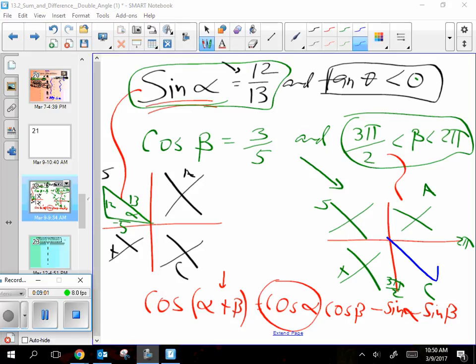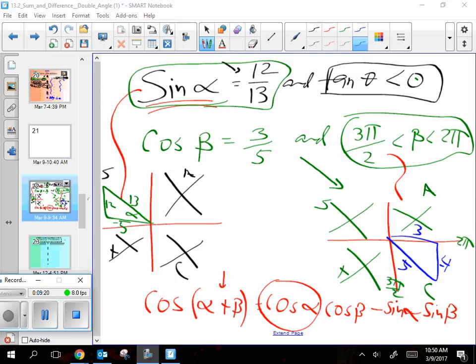So how many of you drew your triangle in the proper quadrant for that one? Okay, good. Then cosine is adjacent 3, hypotenuse 5. Oh, 3, 4, 5. Another Pythagorean, what are they called? Triple. Pythagorean triple. And there's a negative missing right there.